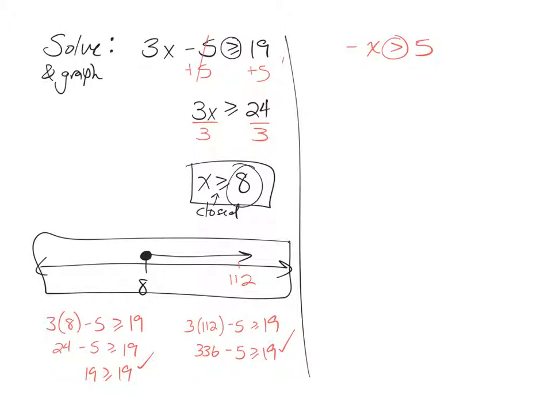We have negative x is greater than 5. Now you might look at this and say, oh yeah, this is already solved. x is isolated. Well, not quite. We have this negative 1 being multiplied to the x. So we need to divide by negative 1 in order to get the x isolated. So that means we'll have an x, and 5 divided by negative 1 is negative 5.